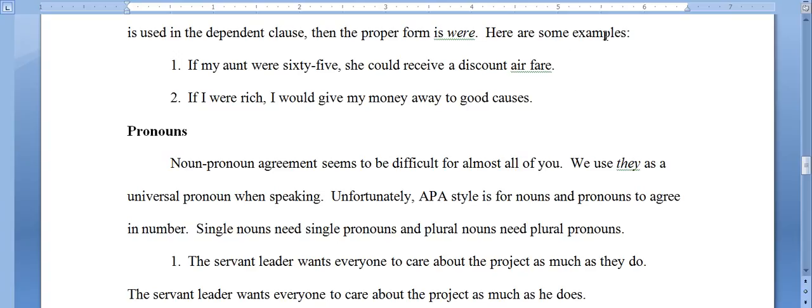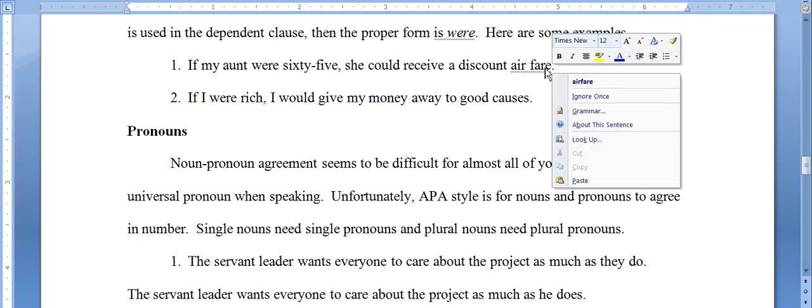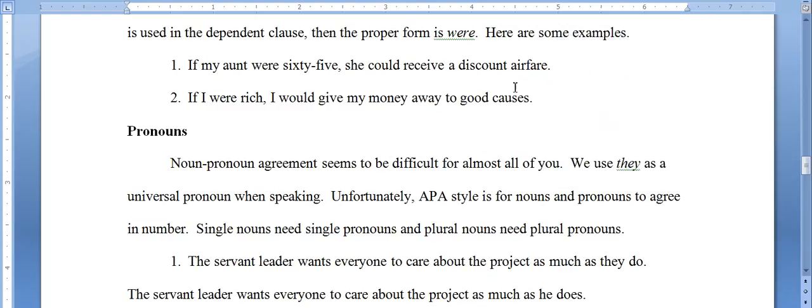Notice how this is a complete sentence. So I could actually put a period here if I wanted to. So let me do that. Okay, number 1. If my aunt were 65, she could receive a discount airfare. Now let's see what this is telling me. It wants it to be one word, so let's change that.